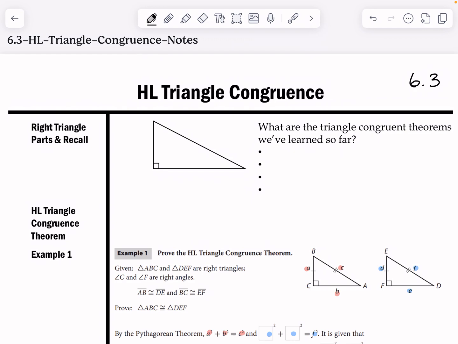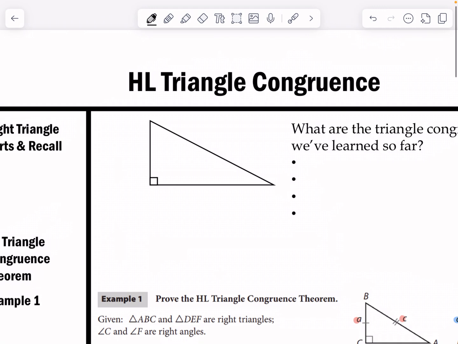Our last triangle congruence only deals with specifically right triangles. Some things to recall: the diagonal distance, or the length across the right angle, is called the hypotenuse. This is also known as the longest side. The other two sides are called the legs. So we have two legs here, and these sides are adjacent to the right angle.